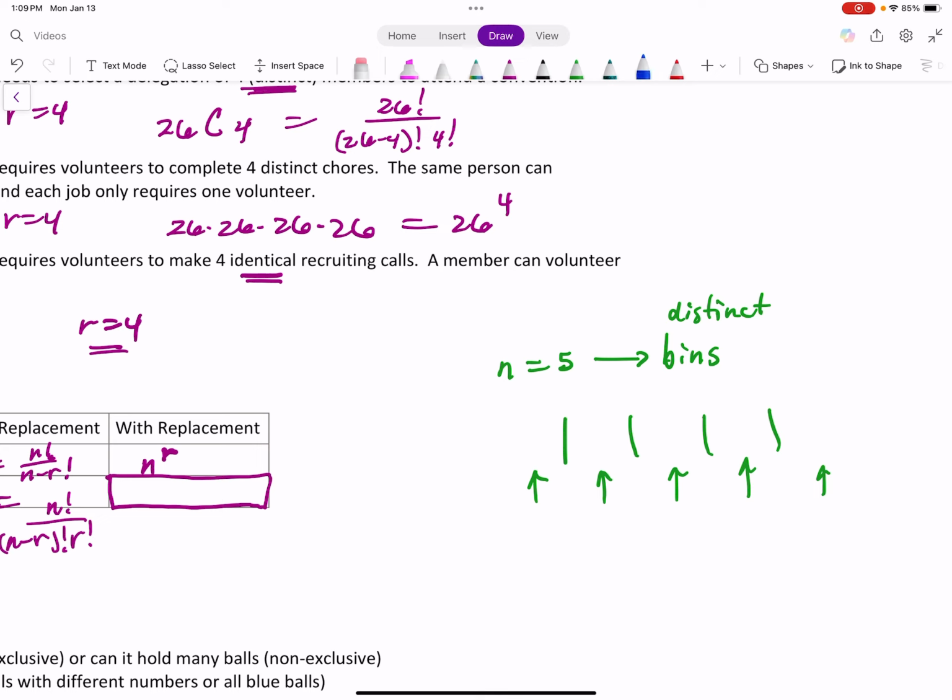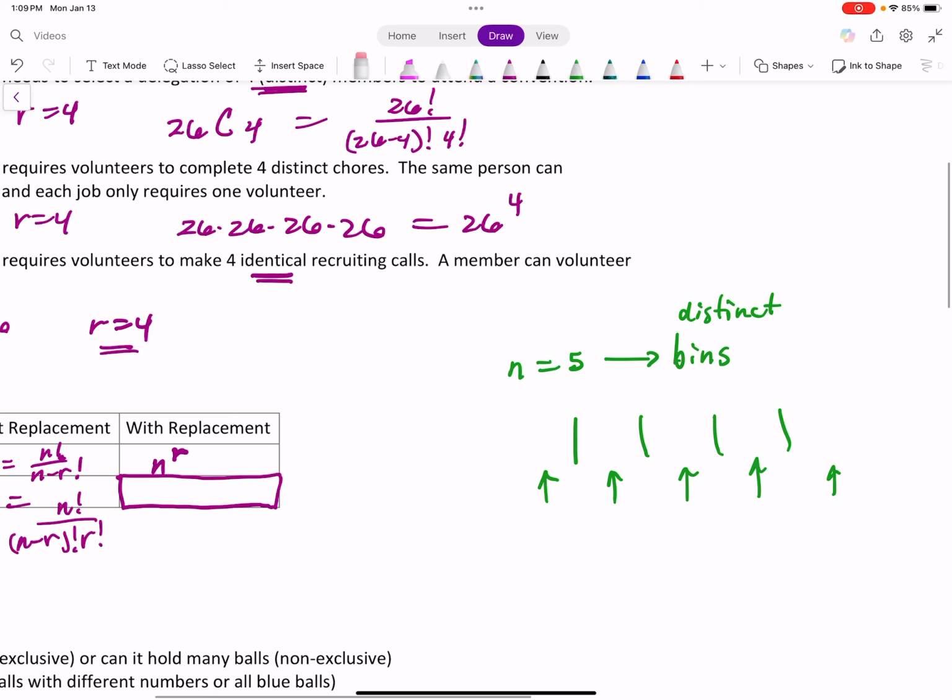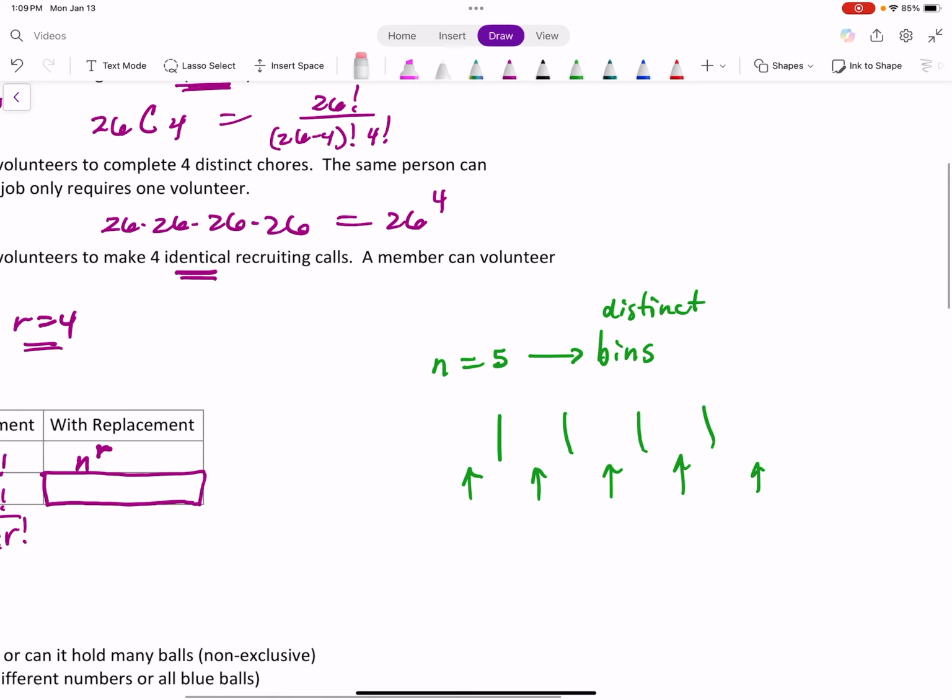I know you're in the first bin if you're to the left of the first bar. If you're to the right of the first bar, I know you're in the second bin. And if you're to the right of the fourth bar, I know you're in the fifth, and so forth. Okay, so here, let's say, just for fun, R is equal to 4 here. And these are indistinguishable.